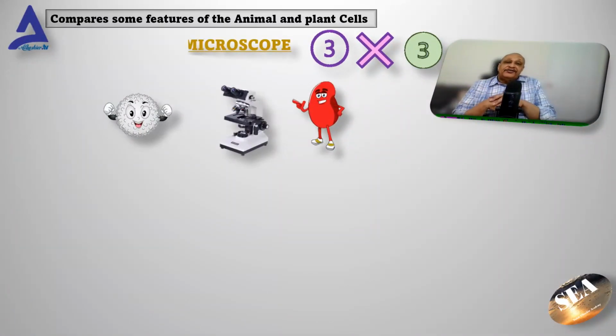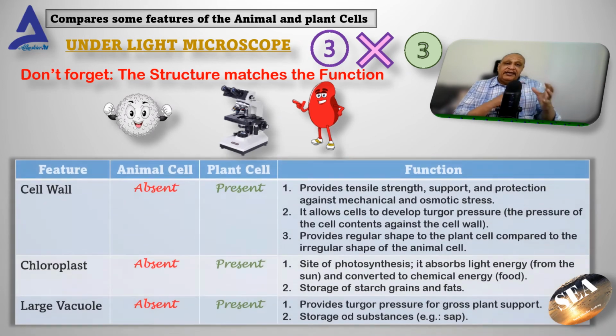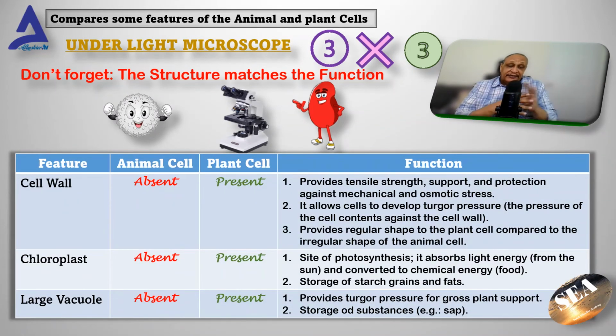We are still working with the similarities and dissimilarities, or differences, between the animal cell and plant cell, and now we are going to see the function of the differences. We have three features that differ between the two cells: the cell wall, the chloroplast, as well as the large vacuole.